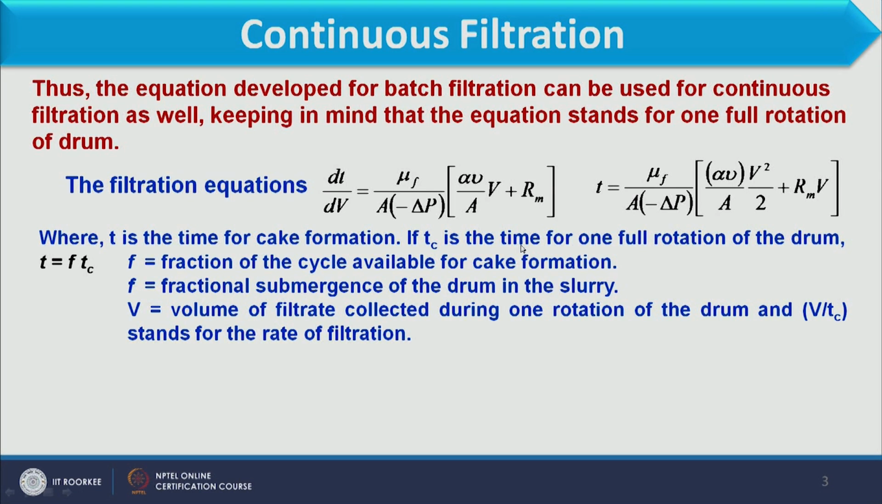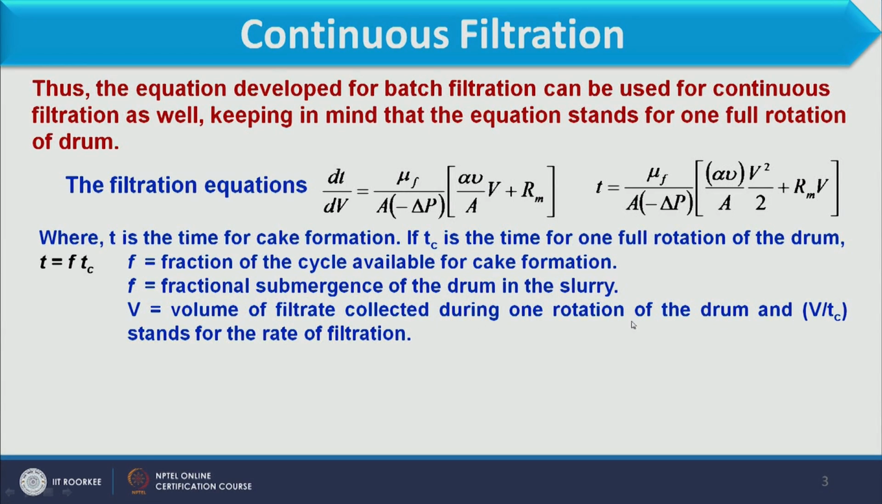Now here what is f? f is basically the fraction of the cycle available for cake formation, and that is the fractional submergence of the drum in the slurry. We can define f as the section of the surface of the drum submerged in the slurry. Usually it is considered that 20% of the total surface is dipped into the slurry, so in that case f should be 0.2. V is the volume of filtrate collected during one rotation of the drum, and V by tc stands for the rate of filtration.